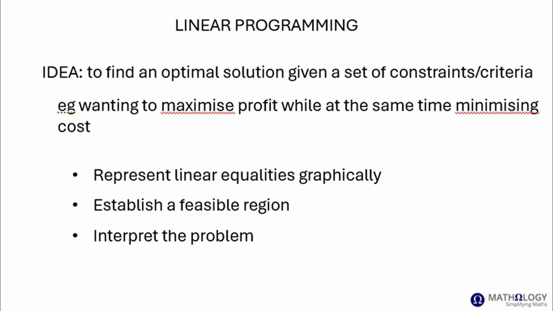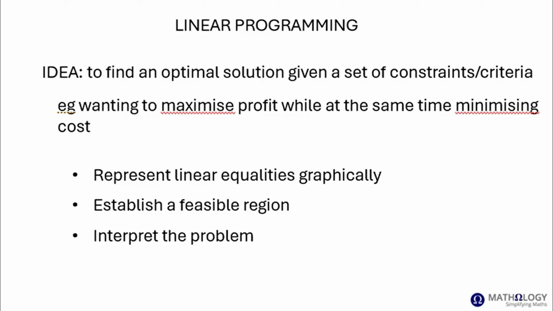Okay, the whole idea behind linear programming is to find an optimal solution given a set of constraints or criteria. For example, wanting to maximize profit while at the same time minimizing cost. So what we do is we take all these constraints, which are going to be in the form of a linear inequality. We take all these constraints, we sketch and graph them, and establish what is called a feasible region. So that'll be the intersection or the boundary, the region that is bound by these constraints, by these inequalities.